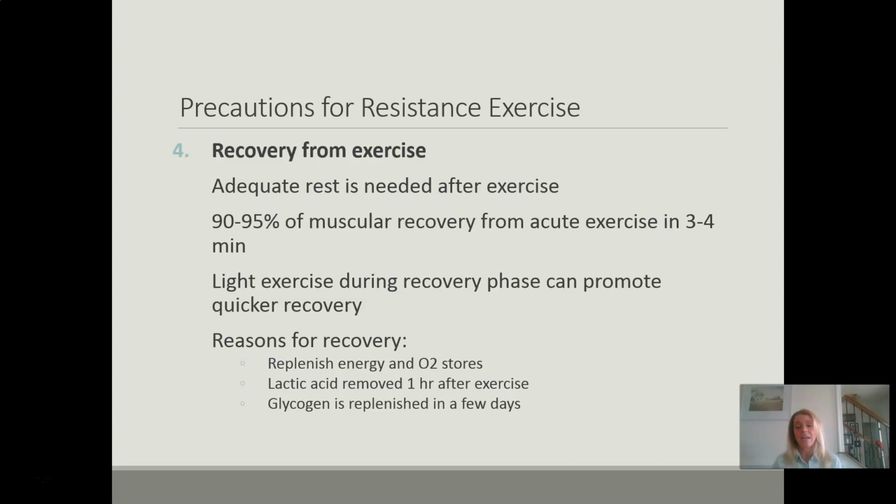Because what it's going to do is that exercise is going to get those muscles moving a little bit. It's going to help to pump some of that lactic acid out of there a little bit faster, and they're actually going to start feeling better faster if they do a little bit of a light recovery. So again, it's going to help replenish the oxygen to those muscles, help remove some of the lactic acid, and start to build up the glycogen again.